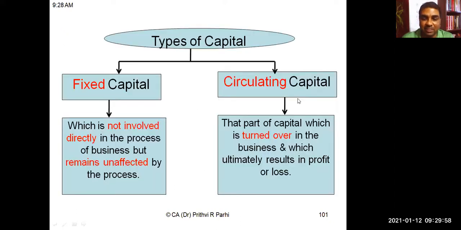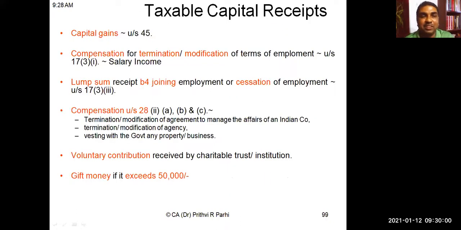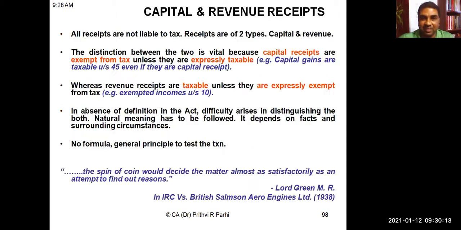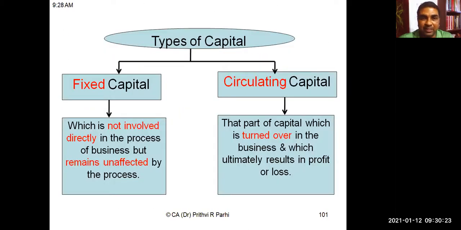Similarly, there are some taxable capital receipts also. You see, these are some taxable capital receipts: capital gains, compensation for termination and modification of terms of employment. They're capital receipts, but they're still taxable. Did you understand? Yes, sir. Okay. So this is a broad understanding of what is capital receipt and what is revenue receipt. You can always compare it with the tree and fruit so that you can easily take a decision.